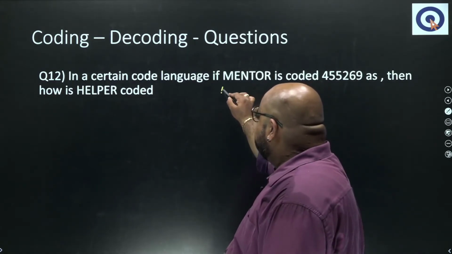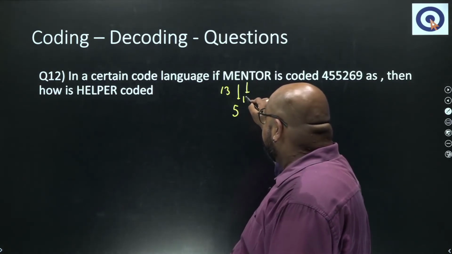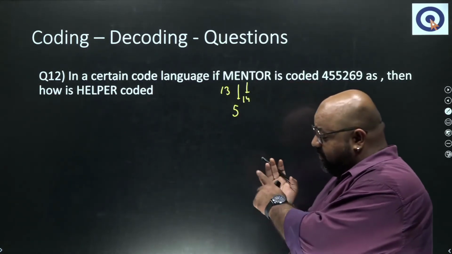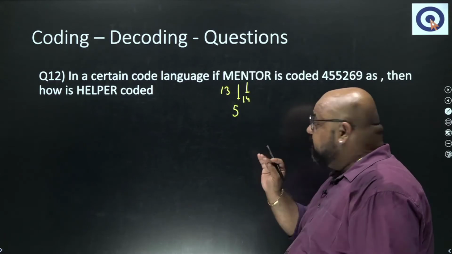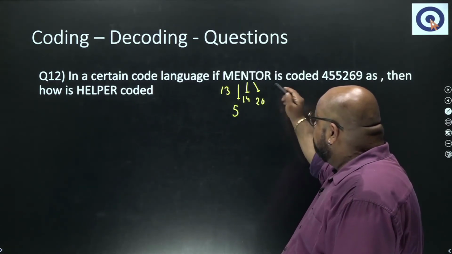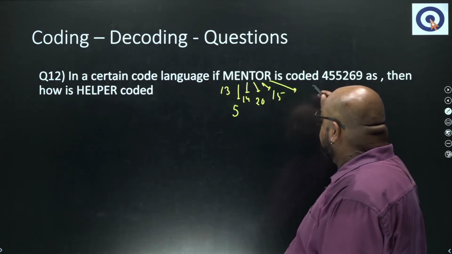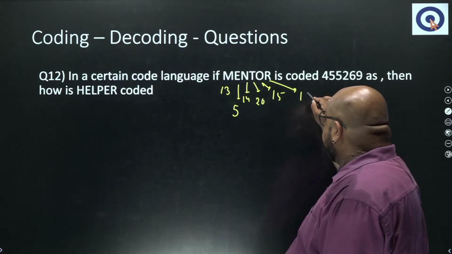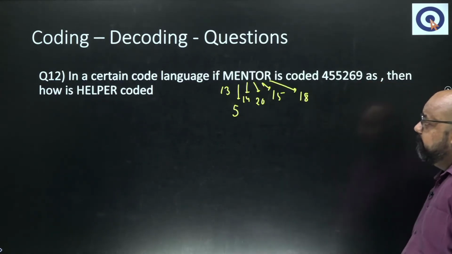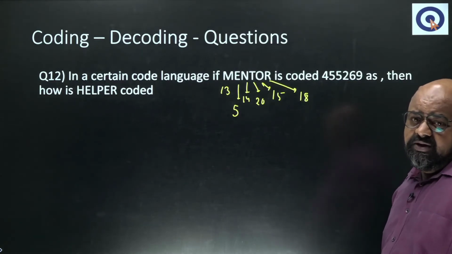So L, M. M becomes 13, E is 5, L, M, N. N becomes 14. For T, I say L, M, N, O, P, Q, R, S, T. 8 more than L, so this becomes 20. L, M, N, O becomes 15. R becomes L, M, N, O, P, Q, R, S, T, 18. So the number values of the alphabets were 13, 5, 14, 15 and 18.